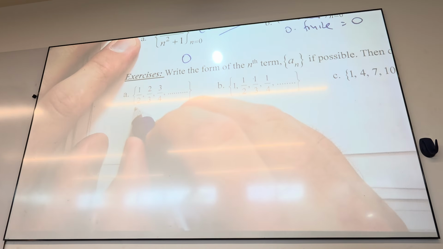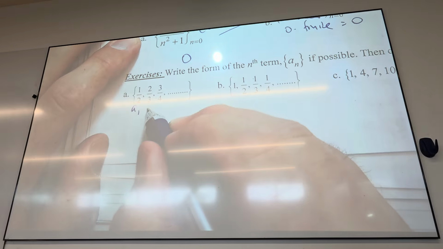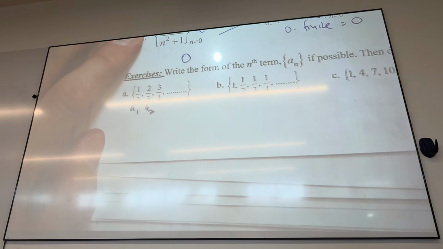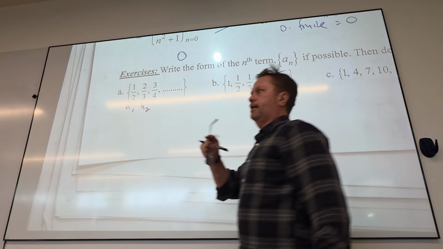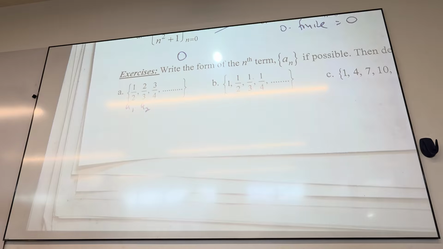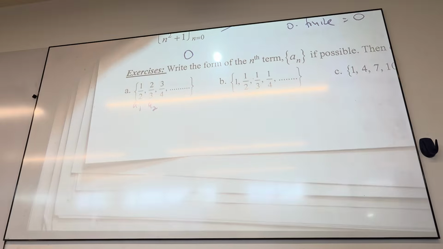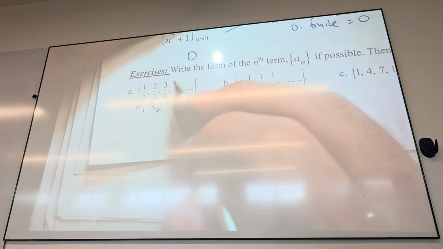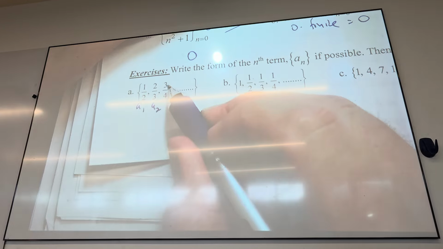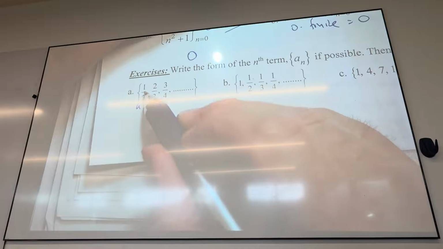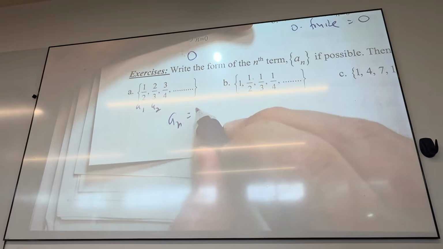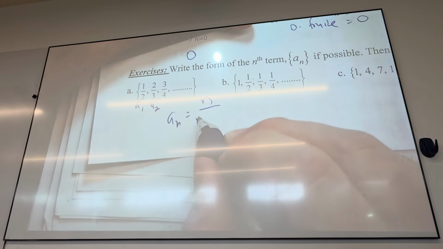So just don't forget, this is A1, which means n is 1 here. This is A2, which means n is 2 here. You just have to capture how each element is changing based on where it is. So what's always true, that the top is how related to its position? It's n. Yeah, the top is the same as its position, so the top is going to be n. And the bottom is always one more than the top.